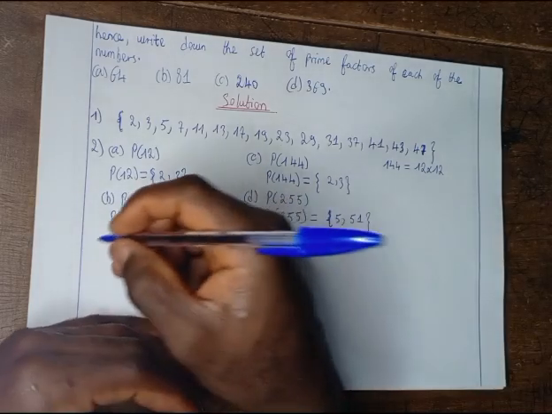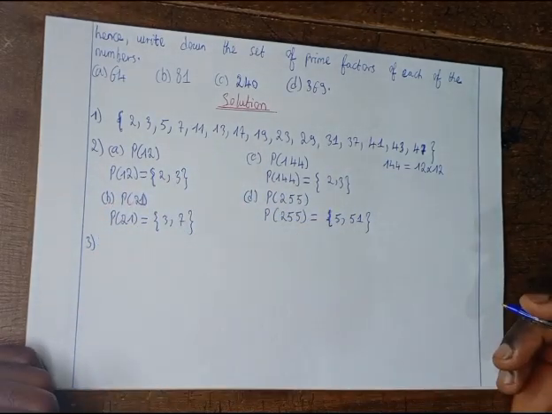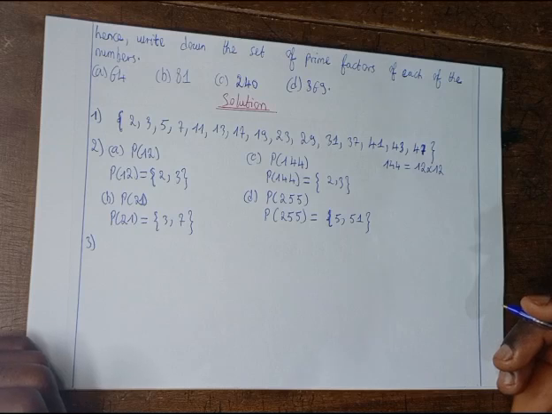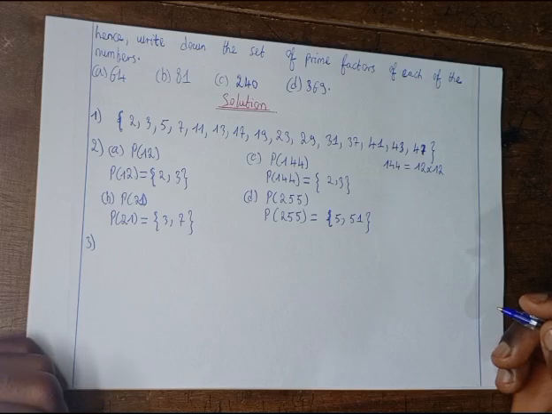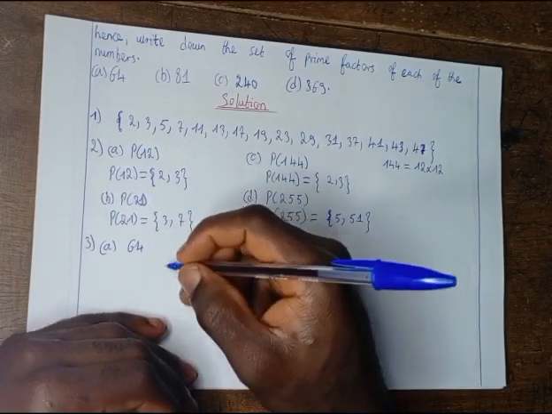We go now to question 3. Question 3 says, find the prime factorization of the following numbers and hence write down the set of prime factors of each of the numbers. For A, we have the number 64.